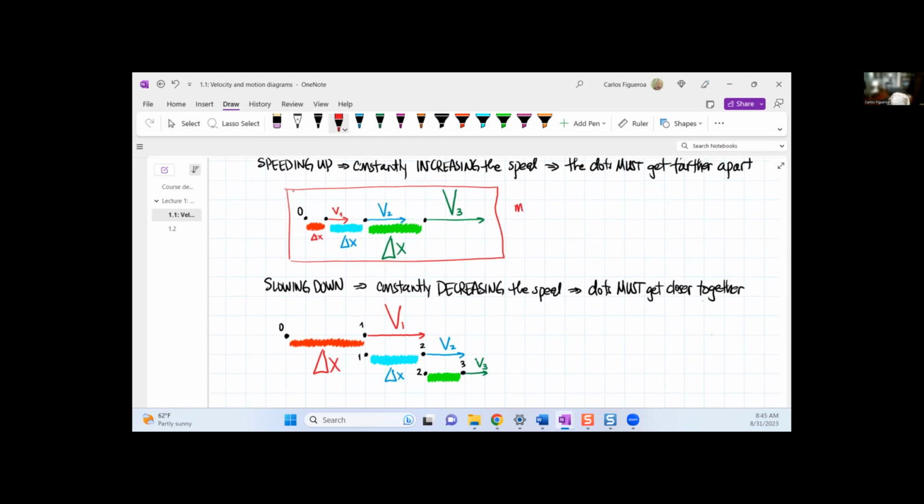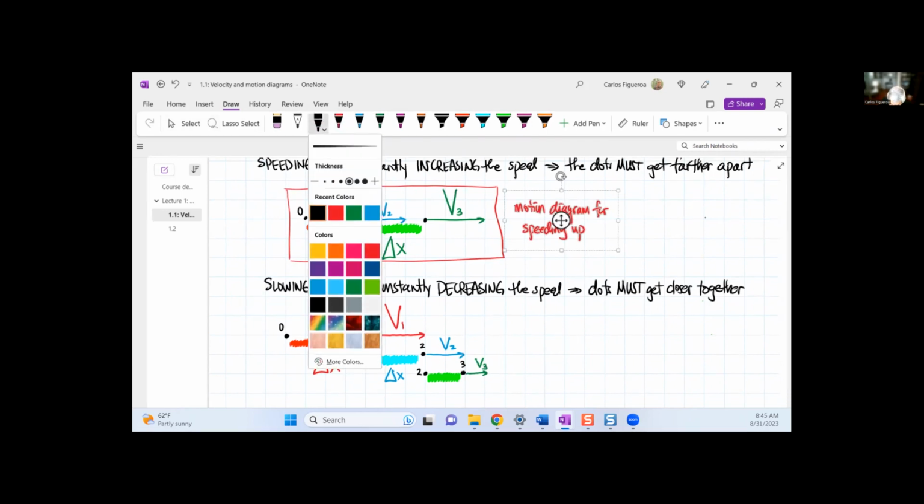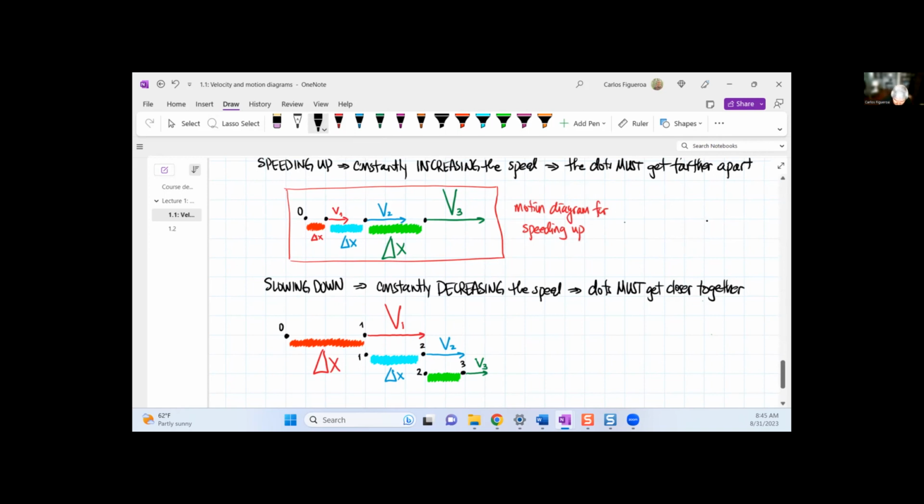This is the motion diagram for speeding up while going in a constant direction, right? While going in a constant direction. And then this guy right here is going to be the motion diagram for slowing down.